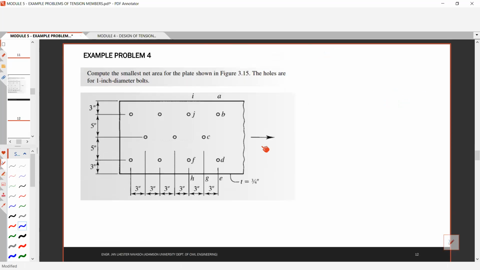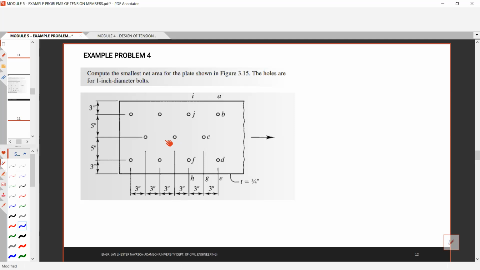Okay, so another problem. Compute the smallest area for the plate shown in figure 3.15, this one. The holes are for 1 inch diameter bolts. So this is an example of staggered connections. So we are considering Cochrane's correction equation, the summation of S squared over 4G times T.